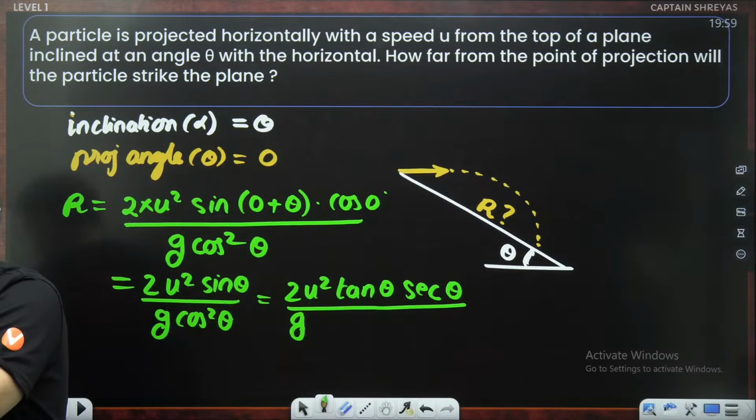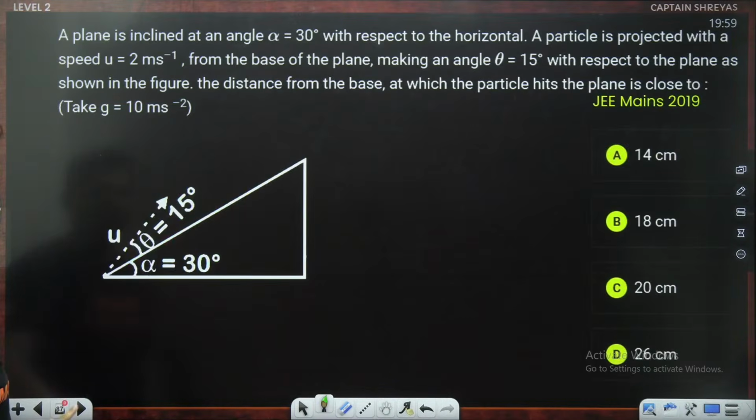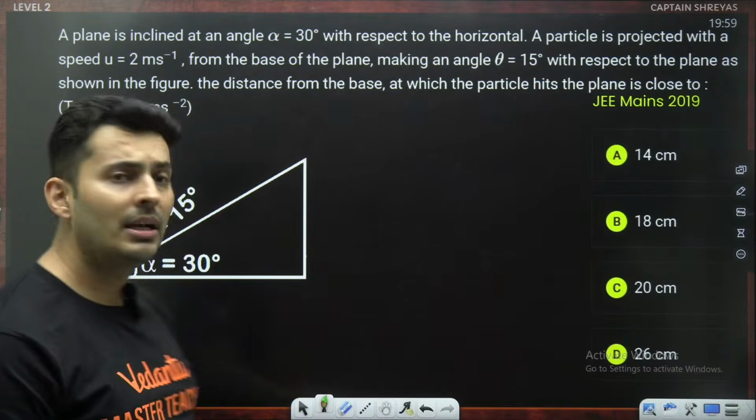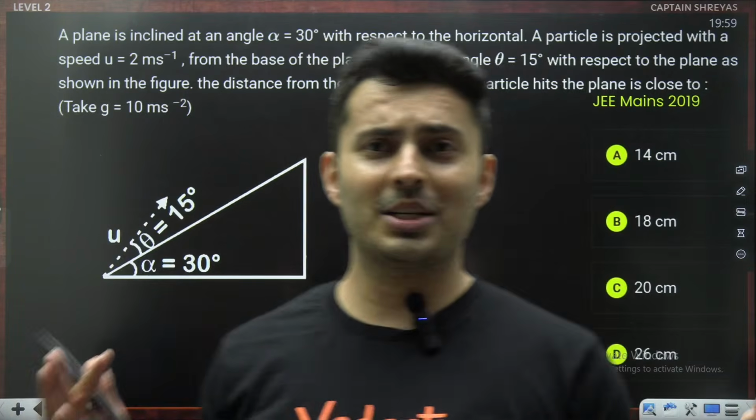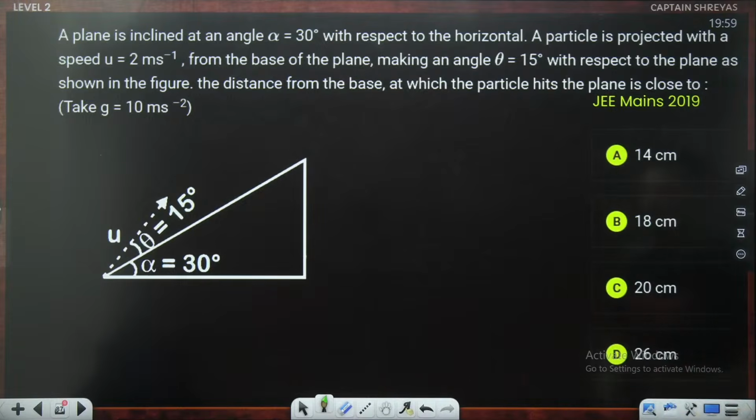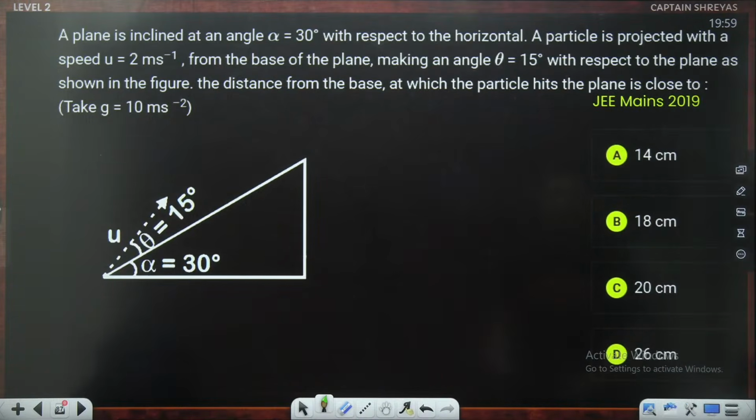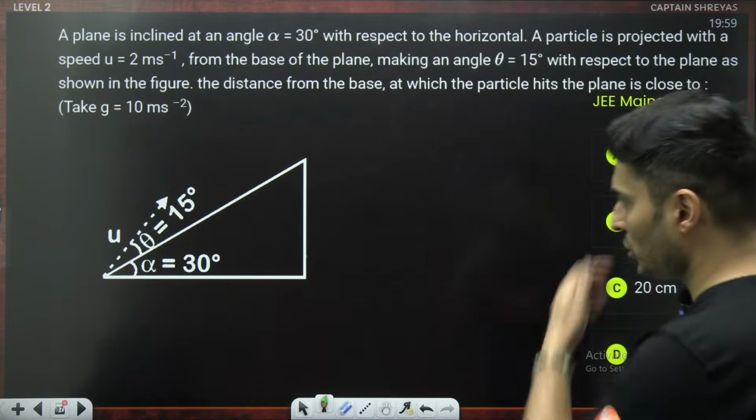Cool, clear. Shall we go ahead? Awesome. Let's go to the next question coming up on your screen. This is a level 2 question asked in JEE Mains 2019. Many people think inclined plane projection is not going to be asked in JEE Mains, but that's utterly wrong. It can be asked, like you can see over here. A plane is inclined at 30 degrees with respect to the horizontal. A particle is thrown with some speed from the base, making an angle of 15 degrees with respect to the plane as shown in the figure. The distance at which the particle is hitting the plane is close to.